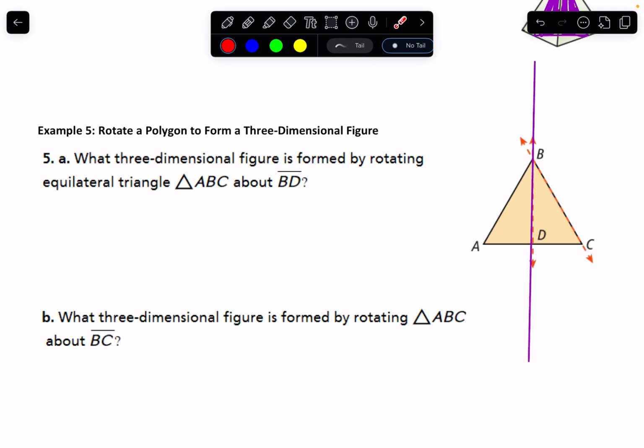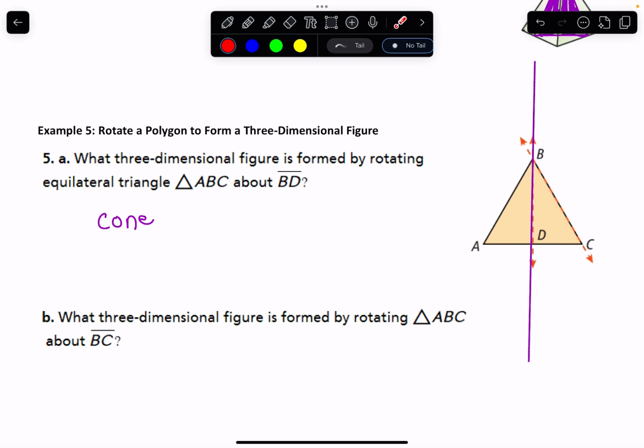So for 5A, we're saying if I use line BD, that's where the stick is, and I'm rotating around the stick, what kind of shape am I going to get? I'm going to end up with a cone because these two bottom corners, they're going to rotate around and create a circle. And I'm going to have these straight line sides that go up from my circle that all intersect at a top point. So that'll be a cone.